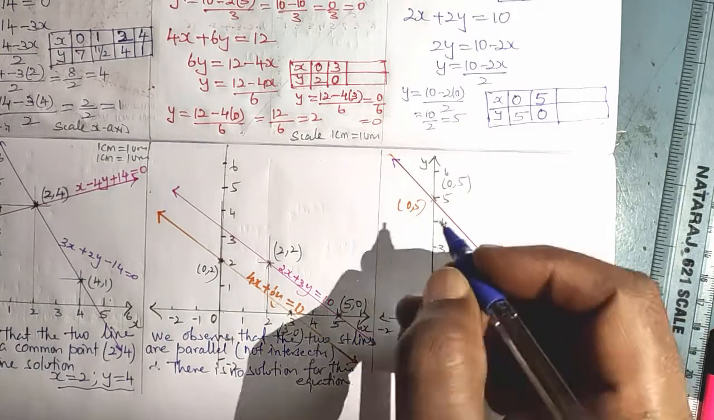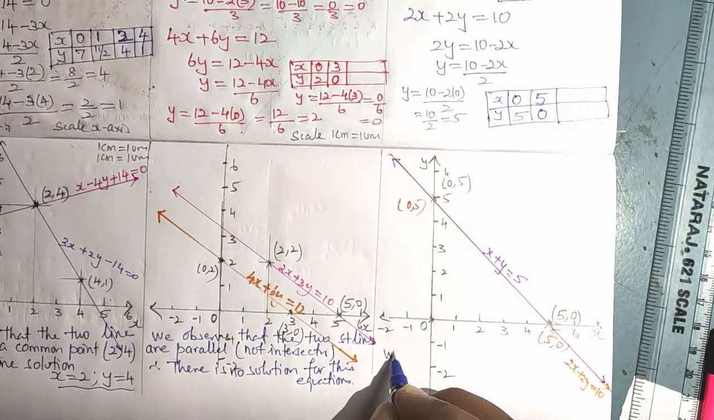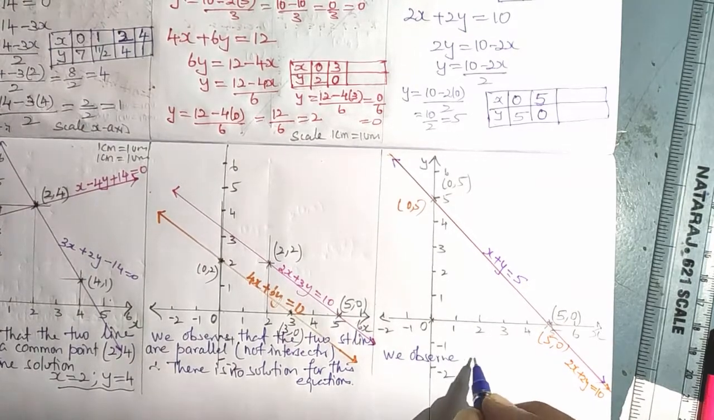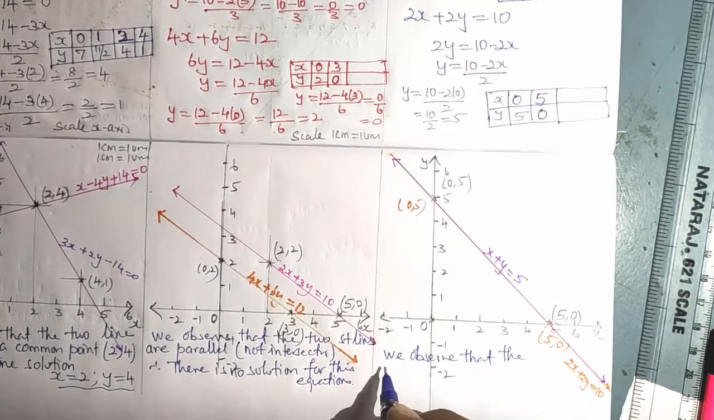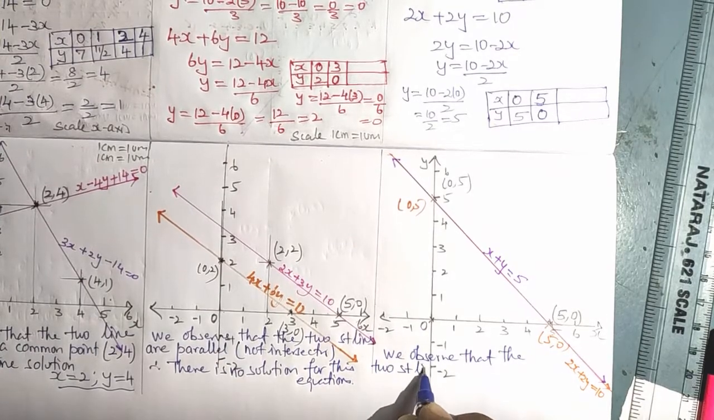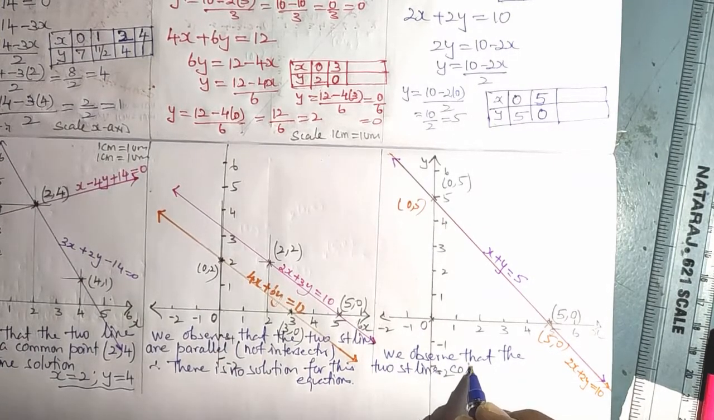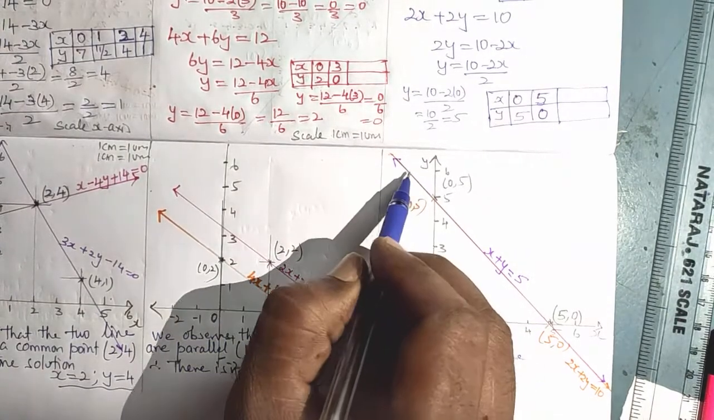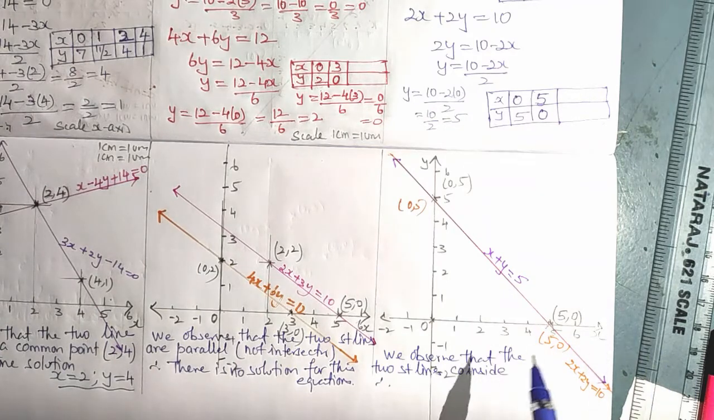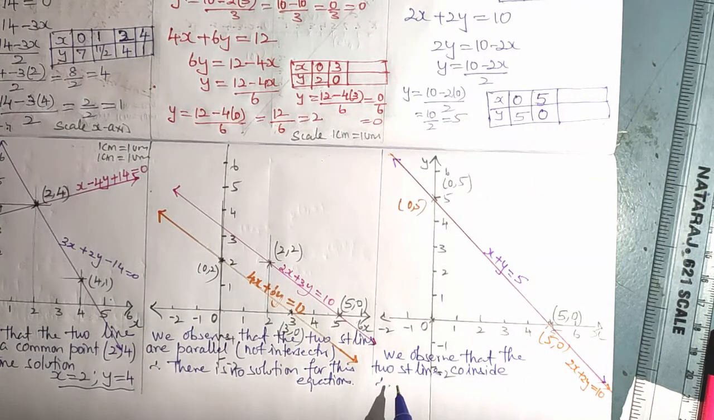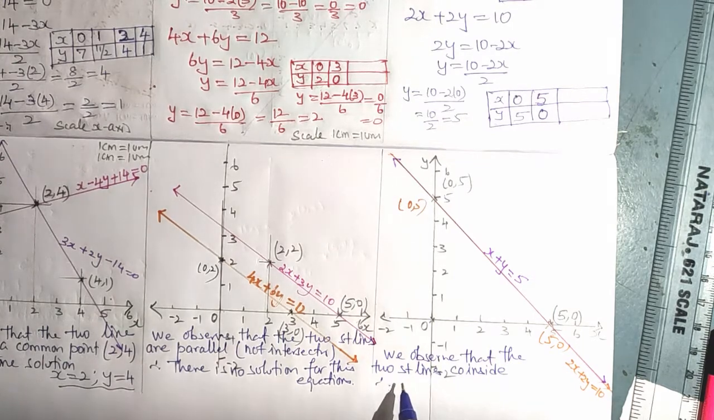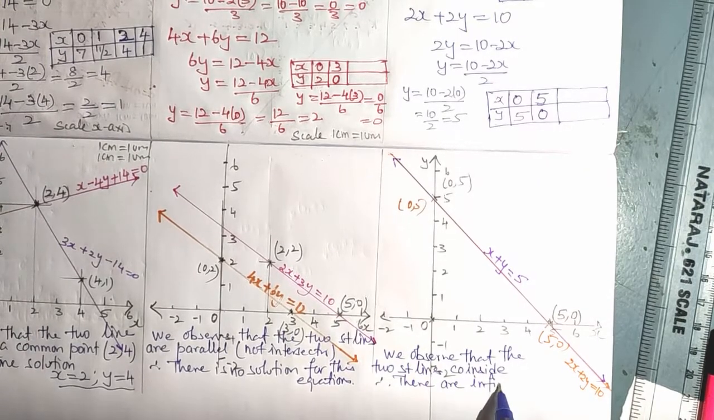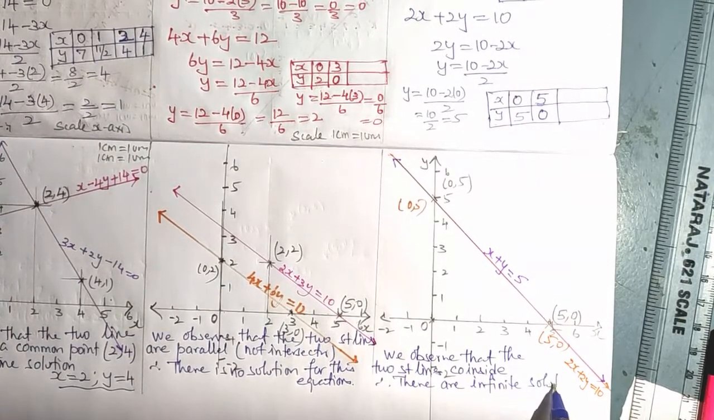So what do we observe here? The lines coincide with each other. Coincide means they are overlapping with each other. When they overlap with one another, how many solutions are there? All the points that lie on both the lines are solutions. Therefore, coincident lines have infinite solutions. Therefore, I will write like this: there are infinite solutions.